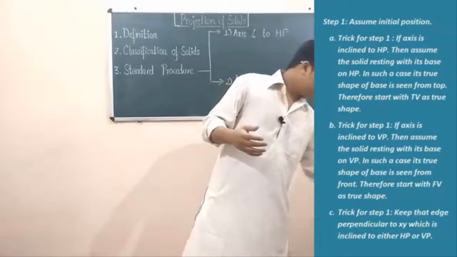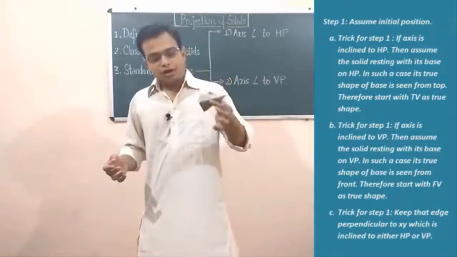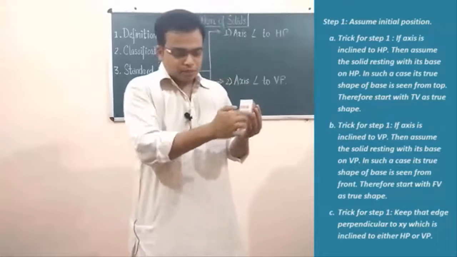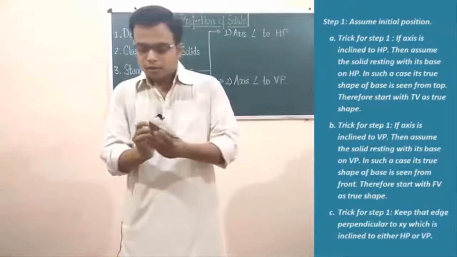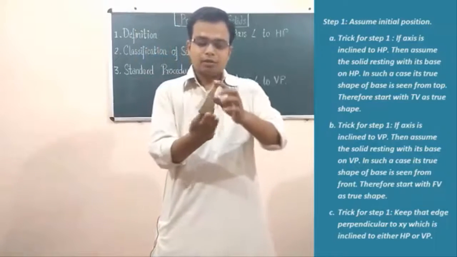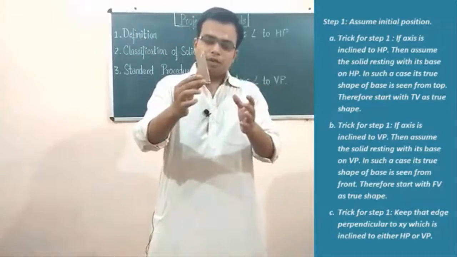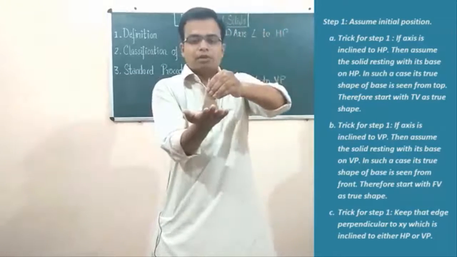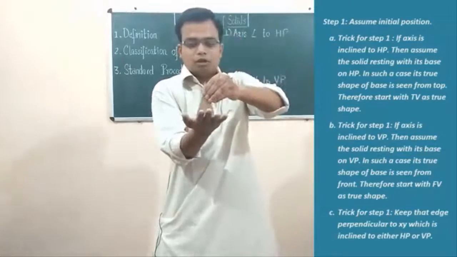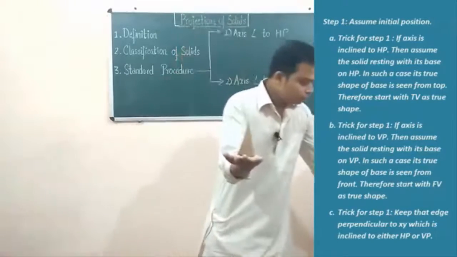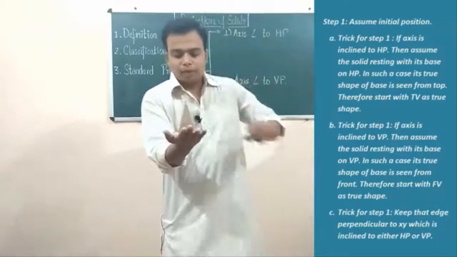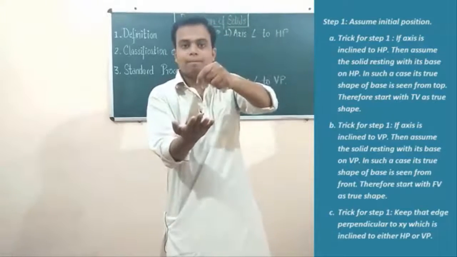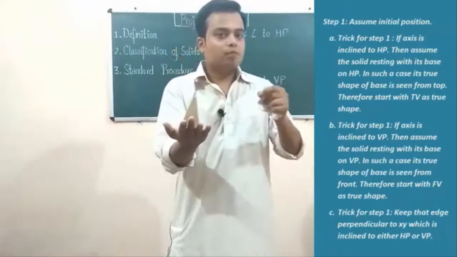Let me take one more example. As far as this solid is concerned, this is what you call a square pyramid. The axis starts from the center of this square, that is at this point, until we reach here. So that's the axis. Sometimes you will be asked that the axis of this pyramid is inclined to HP. So our initial assumption is going to be like this: we assume that the entire solid is resting with its base on the horizontal plane. Then you just have to think from where you can see the true shape of this base. Obviously the true shape of the base can be seen from the top, and therefore we have to begin by making the top view first.